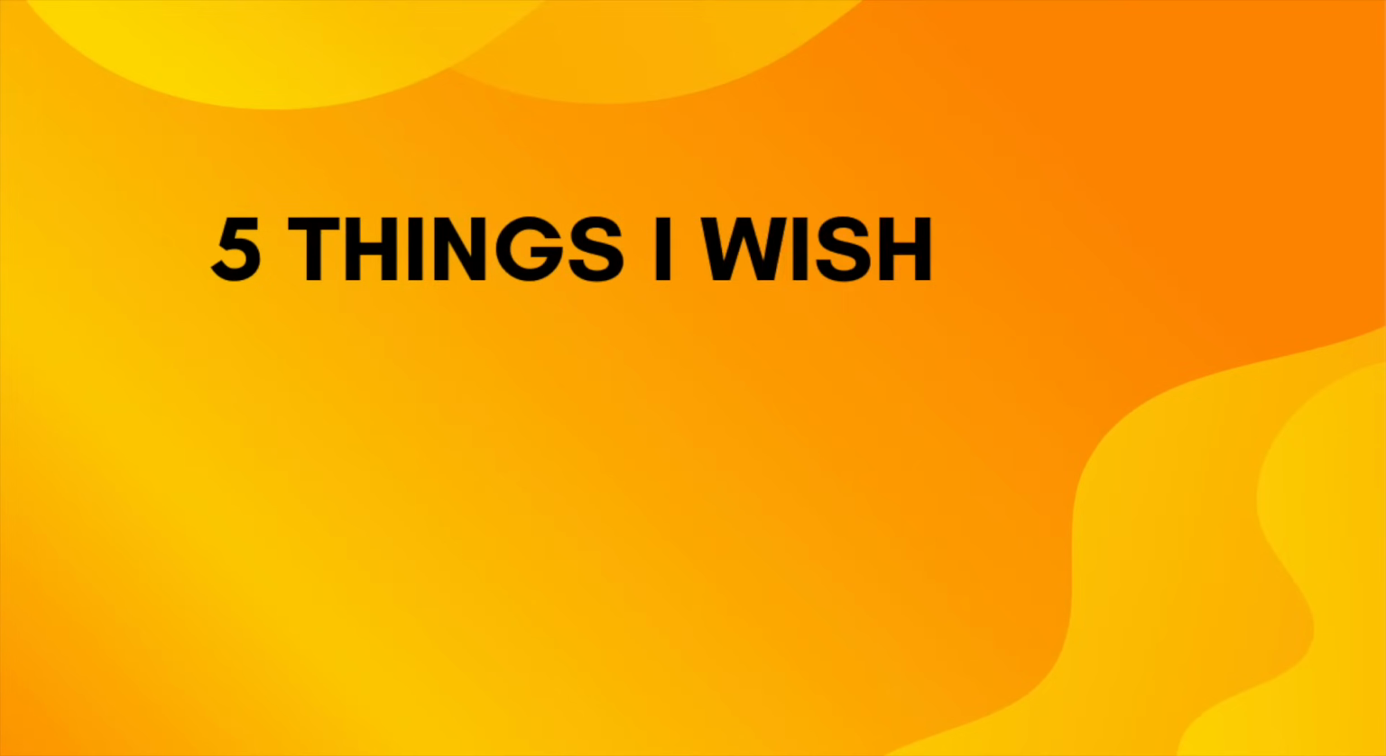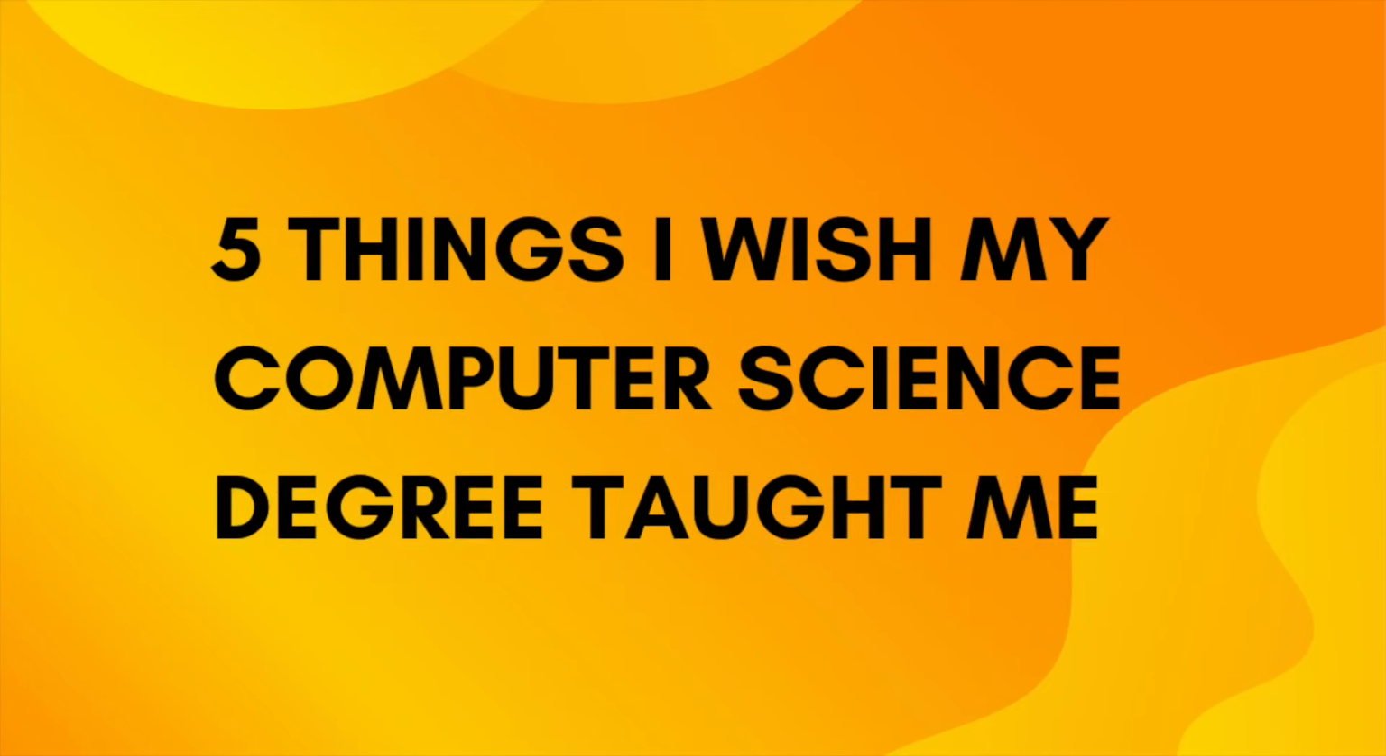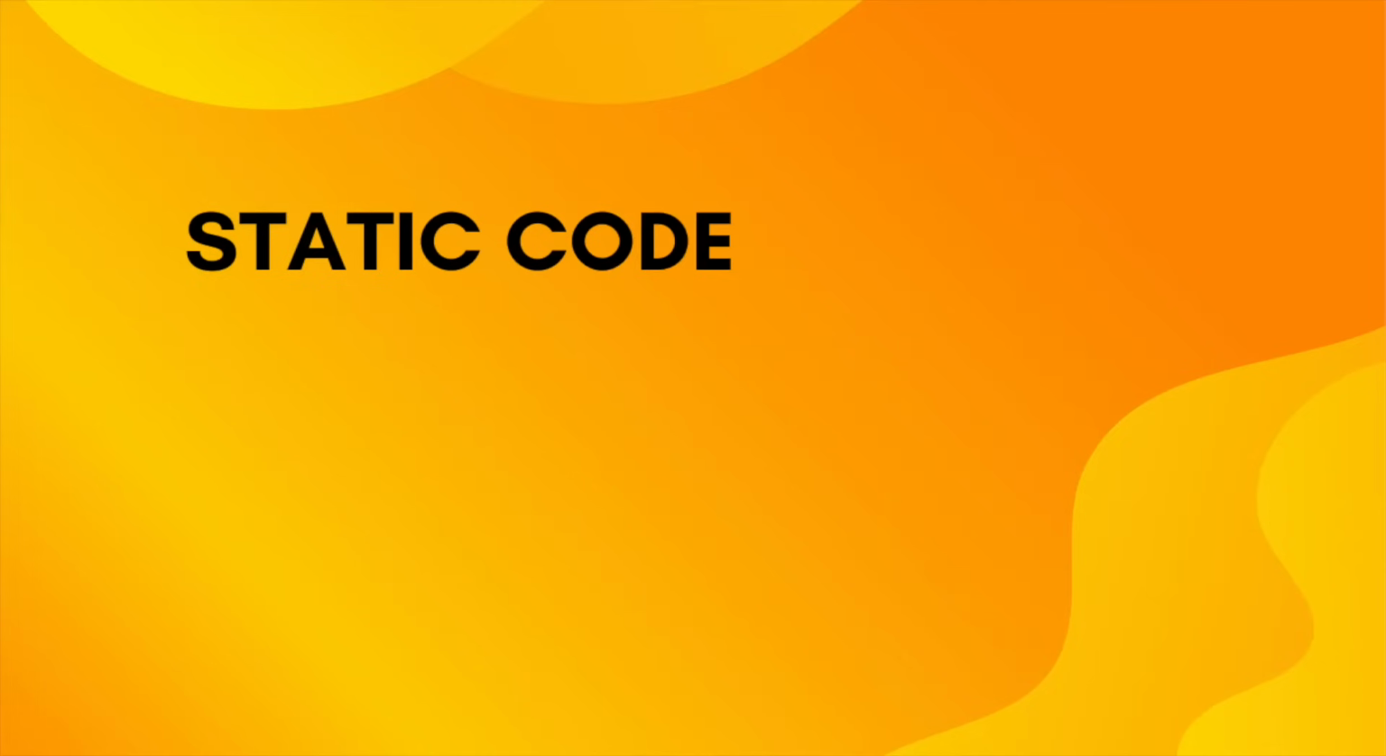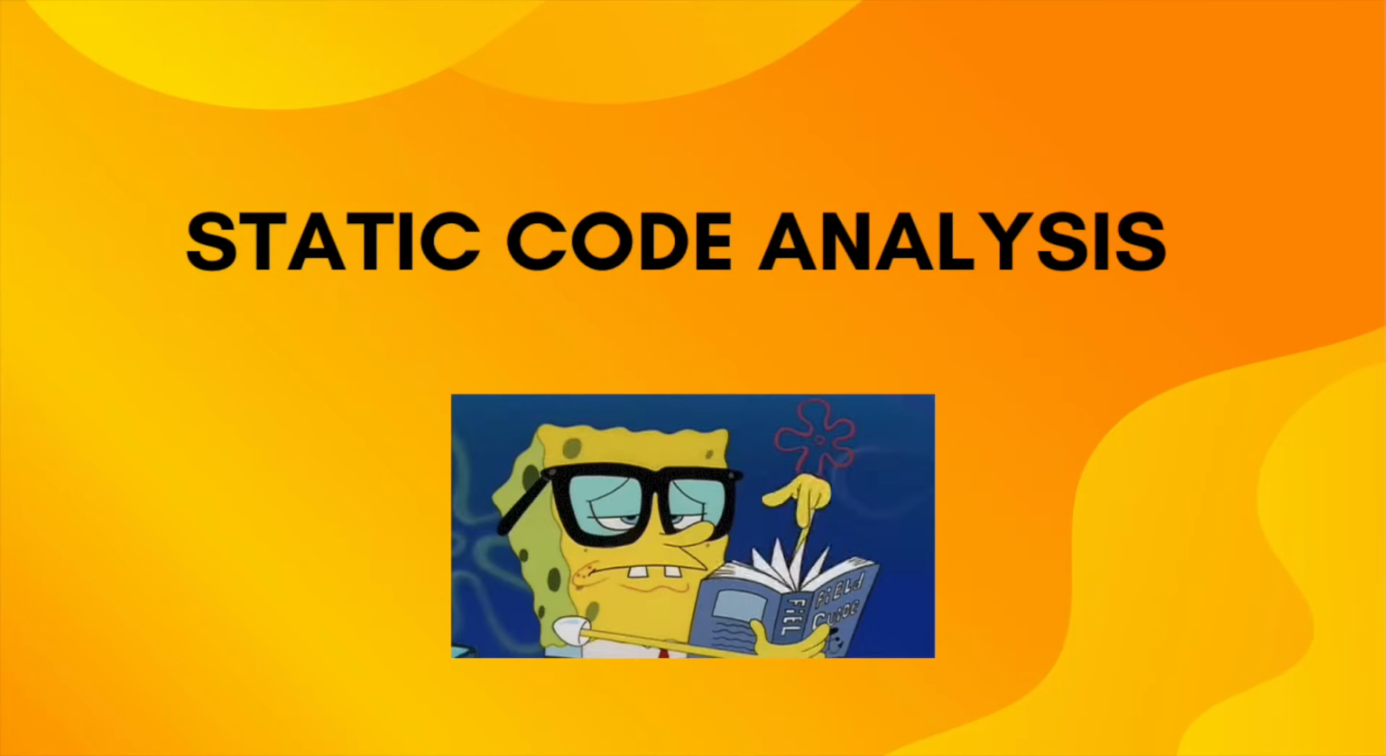Five things I wish my computer science degree taught me. Number one, use a code linter. Code linters perform static code analysis. Basically, it looks at your code and tells you it's shit.